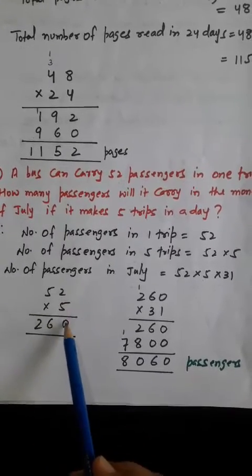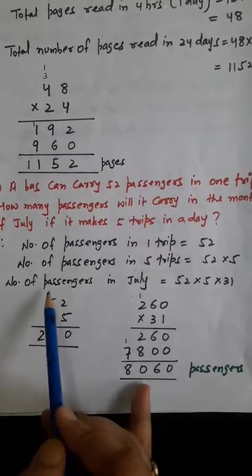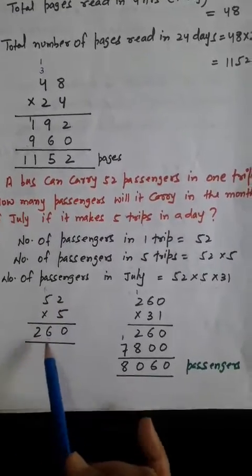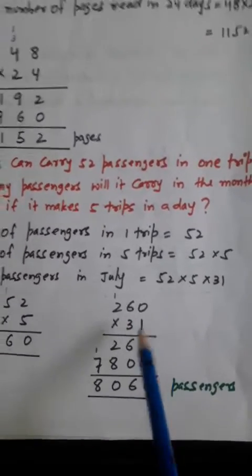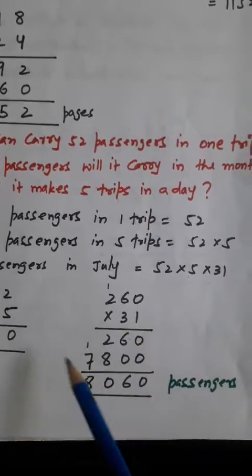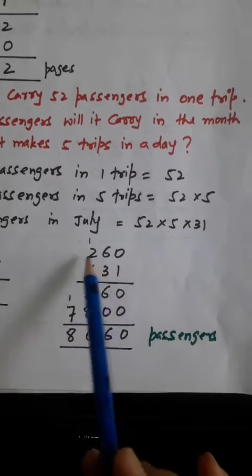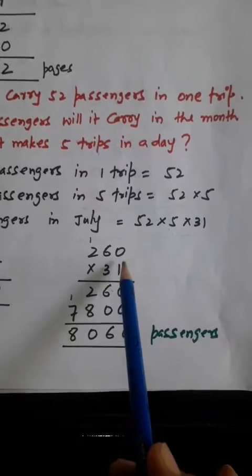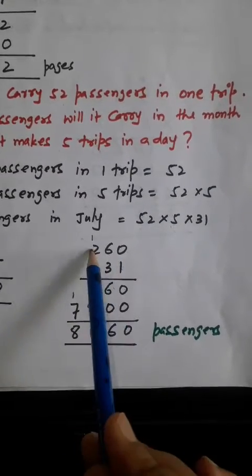5 2s are 10. Write 0 here, carry 1. 5 5s are 25 plus 1, 26. Now multiply this 260 by 31. 260 multiplied by 31. Now you write these numbers in the columns. 260 will be multiplied by 1 first. 1 0 is a 0. 1 into 6 is equal to 6. 1 2 is a 2.